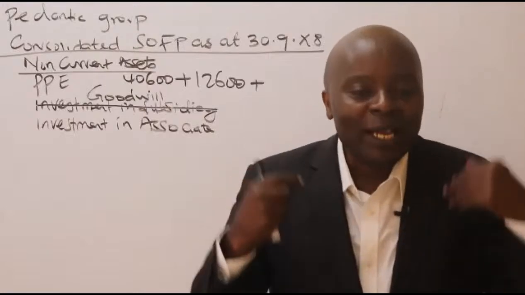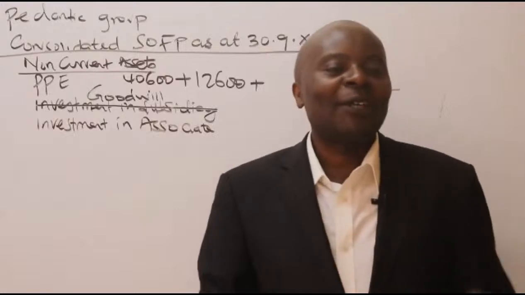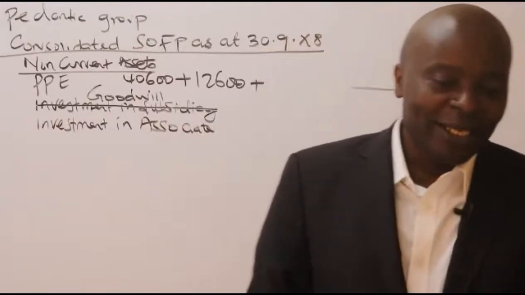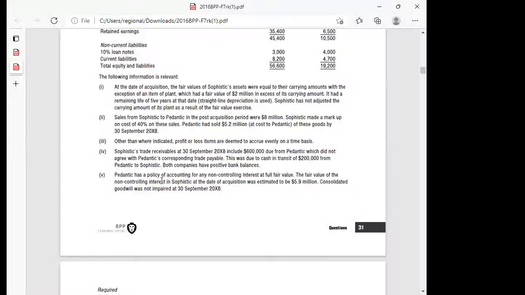Valuers. So you need now to ask yourself, do we have any revaluations? And those notes are normally the same. I even wonder why students keep on crying about this thing. These things are the same. Even by just looking like this, I'll be able to know. If I go to the additional notes here, I'll be able to see, look at note number one. At the date of acquisition, the fair value of Sophistic assets were equal to their carrying amount.